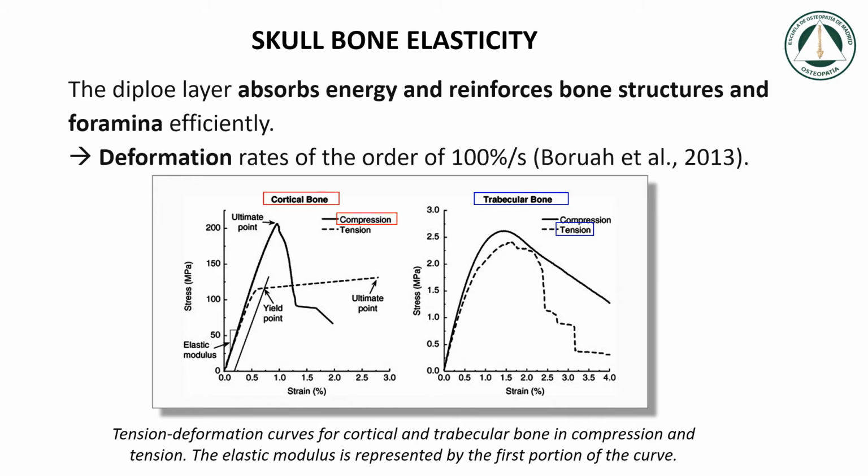The picture shows tension deformation curves for cortical and trabecular bone, in compression and tension. The elastic modulus is the slope of the initial portion of the curve. We can see that the cortical bone resists better to compression, and the trabecular bone to tension.